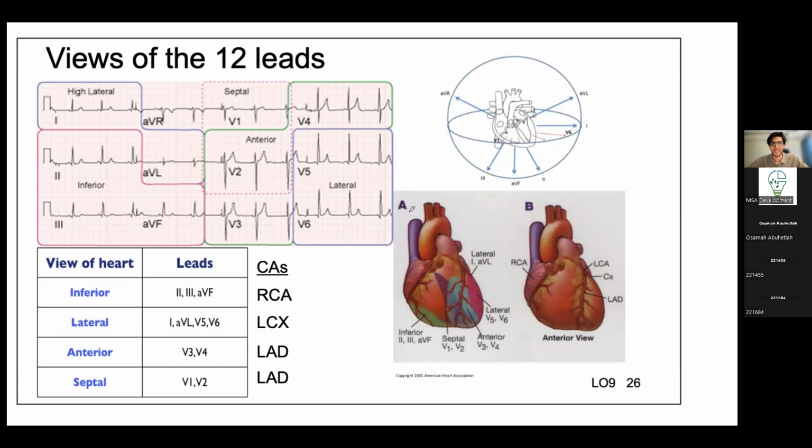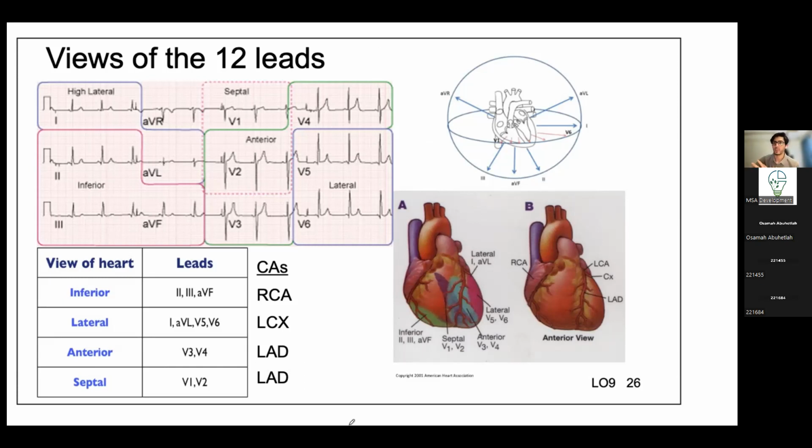Yes, at your level, this is memorization, unfortunately. In fact, at all levels, this is memorization at the end of the day. But it goes back to the concept that I spent so much time teaching you. Inferior, so 2, 3, AVF is looking at the heart from the bottom, as I told you earlier. So the bottom pathologies are going to correspond to 2, 3 and AVF because it's mainly looking at the bottom of the heart.